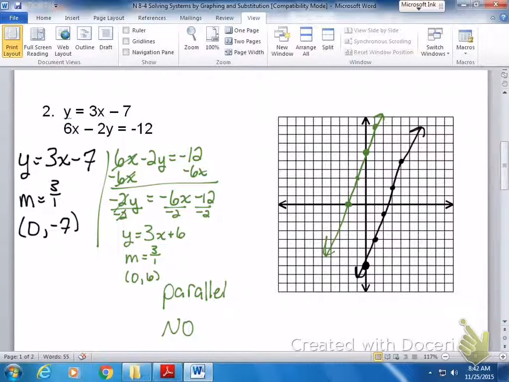And that means that there is no solution. So there you go, guys. There's your little review on the graphing part of it. Let's go to the back side and let's look at some substitution.